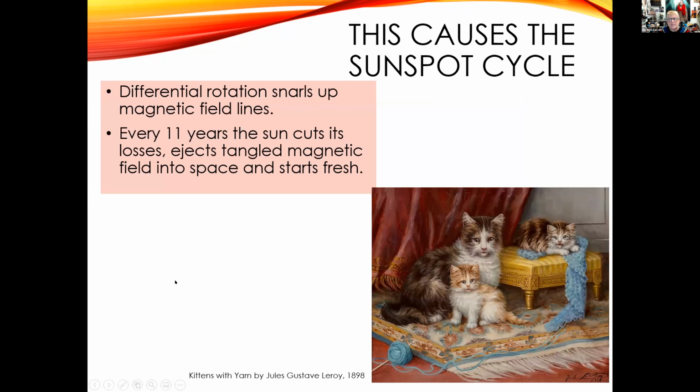So the way I sometimes describe this to my students is, if you imagine kittens playing with a ball of yarn and tangling up the yarn, sometimes you just can't untangle it. So you have to cut out the bad piece of yarn and just tie it back together and cut your losses. And this is essentially what the sun does. And this is what causes our sunspot cycle.